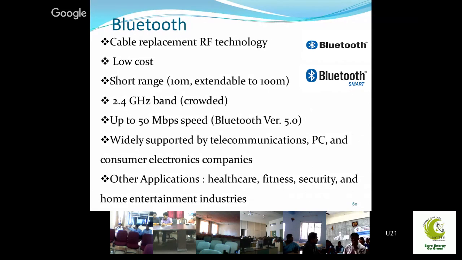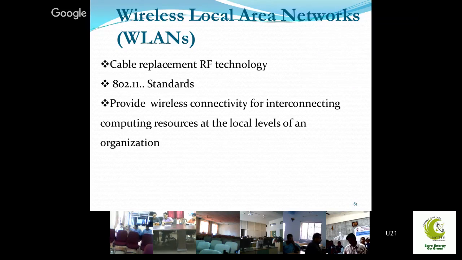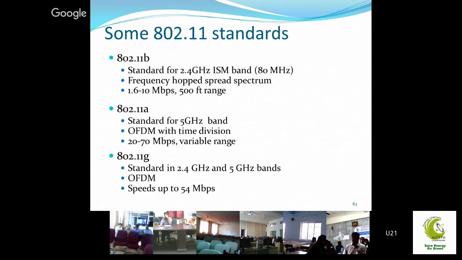Now we have a new standard of Bluetooth as well, known as Bluetooth Smart. Earlier it was known as BLE, Bluetooth Low Energy, which is more energy efficient compared to its earlier version, which is commercialized as Bluetooth only. Another technology mostly used by us is wireless LAN, also a kind of cable replacement RF technology, based on 802.11 standards. It provides wireless connectivity for interconnecting computing resources at the local level of an organization. Some standards are, for example, 802.11b, 11a, 11g. Depending on the standard, it can support different schemes.